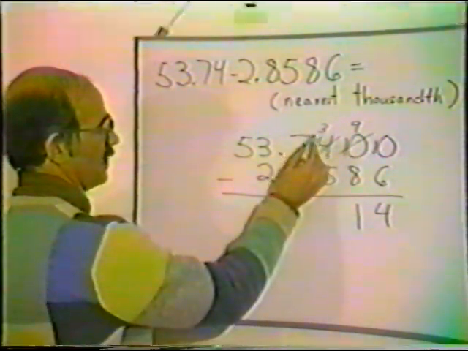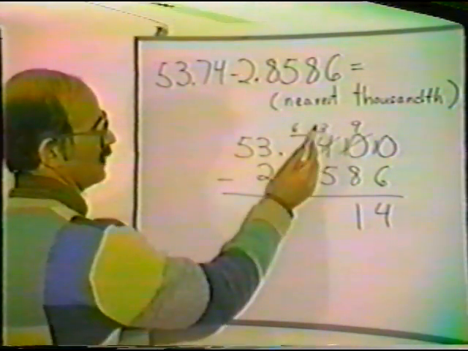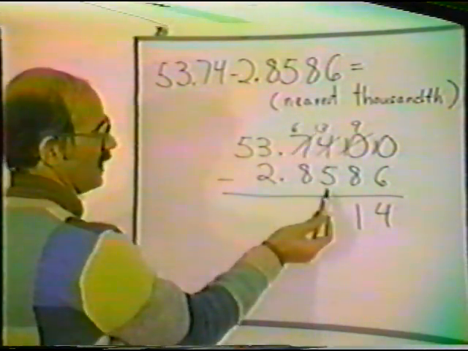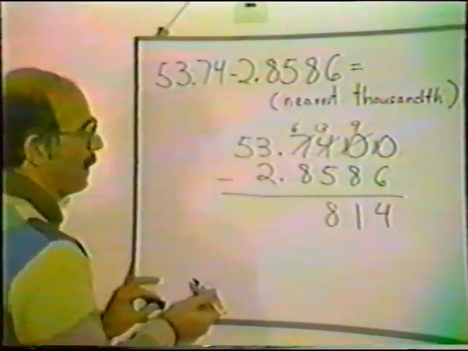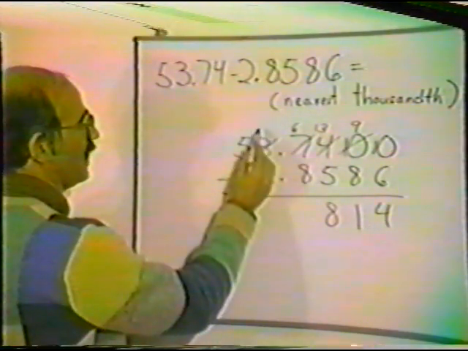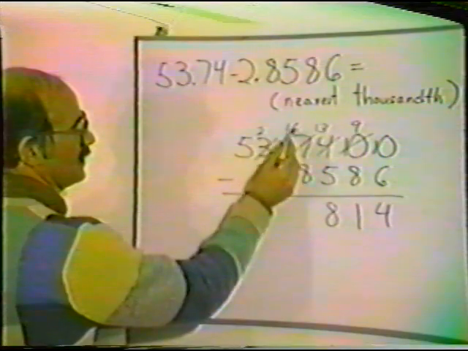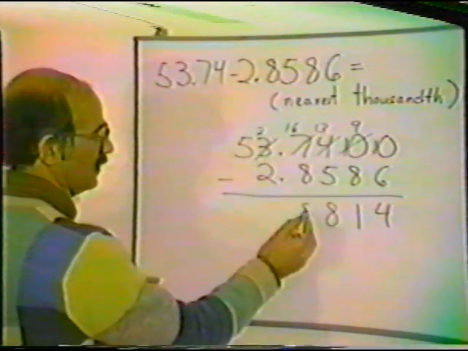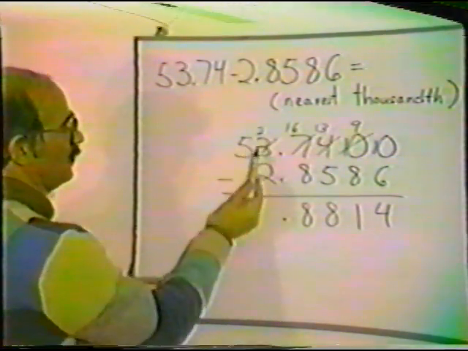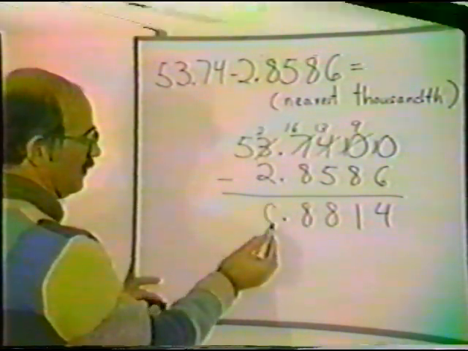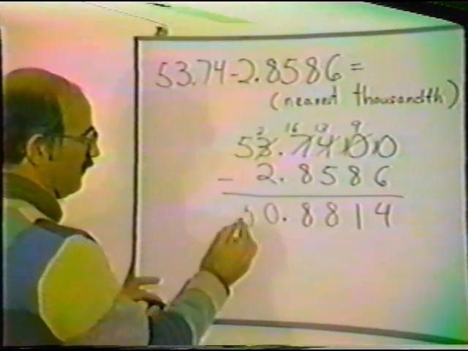The 7 becomes 6, so that the 3 becomes 13. 13 take away 5, 8. 6 take away 8, can't do. The 3 becomes 2, so that the 6 can become 16. 16 take away 8, 8. Decimal point right below. 2 take away 2, 0. 5 take away nothing is 5.